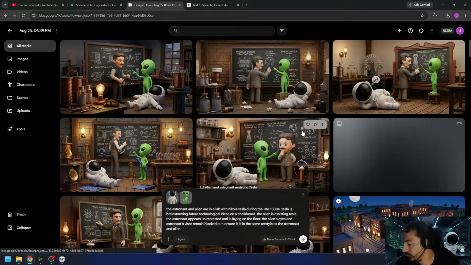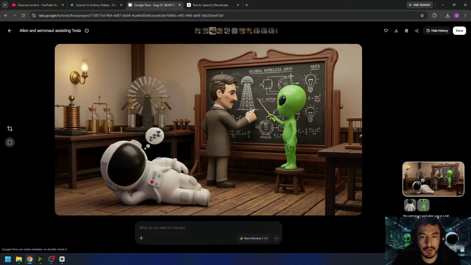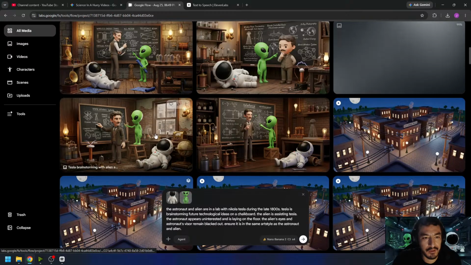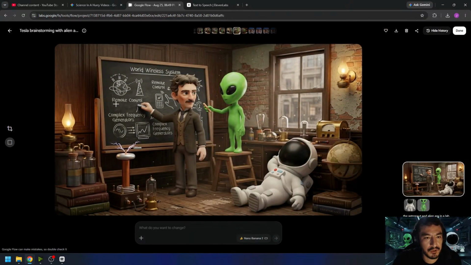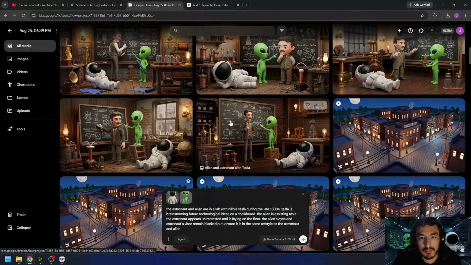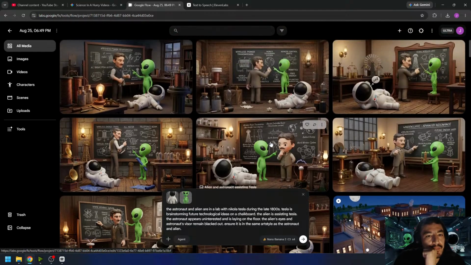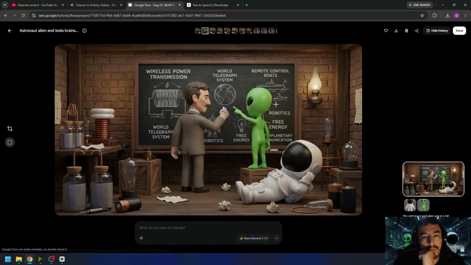Oh, nice. So it actually came up with some of his own ideas, which was this global wireless grid. I don't necessarily like the astronaut like that, but maybe we'll go with it. Let's see. World wireless system, remote control. Which one to go with? Controlled boats, which is something we talk about. Robotics. I like this one. The astronaut's over here just chilling.